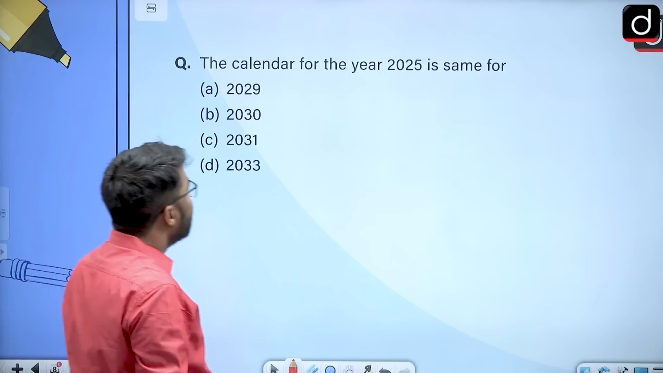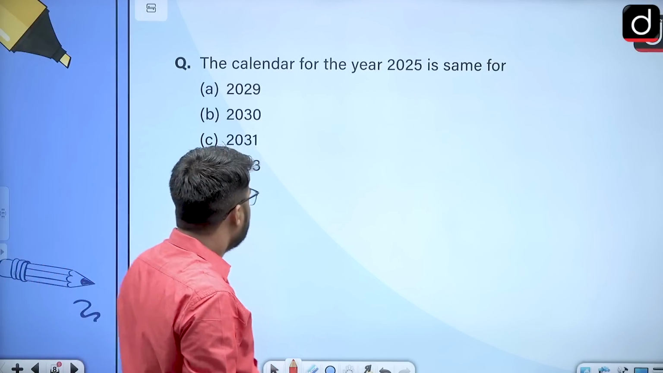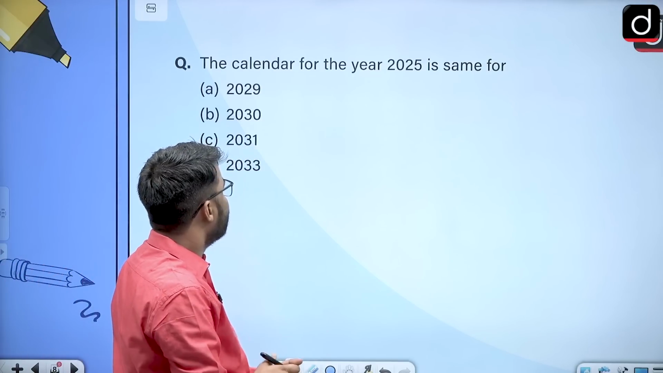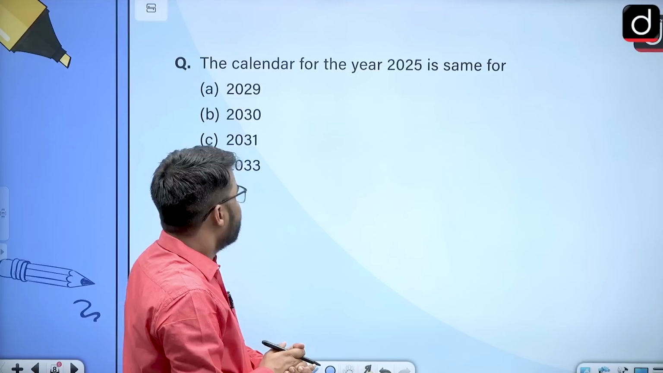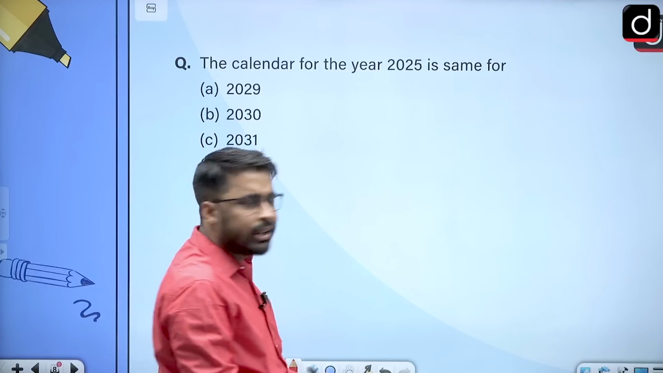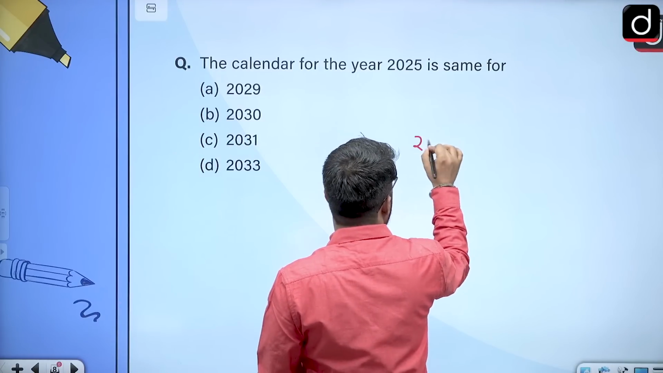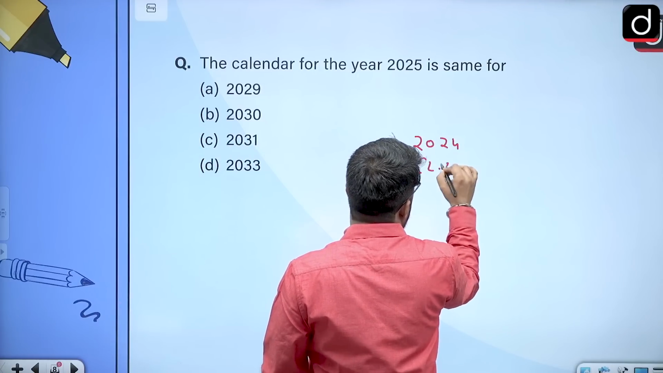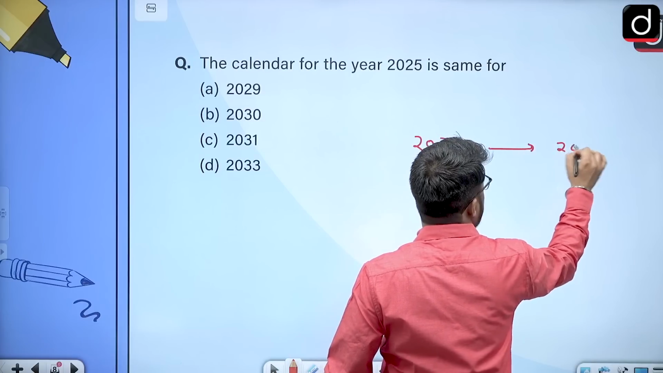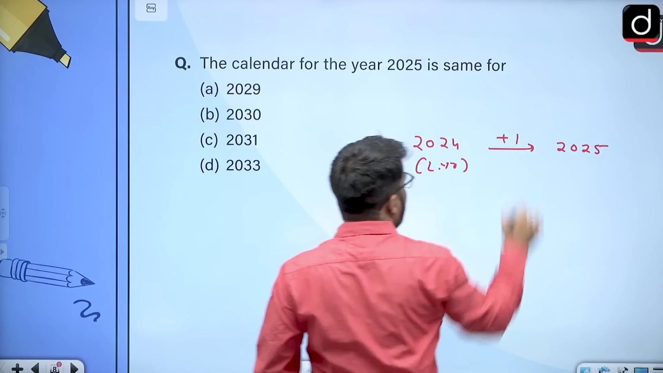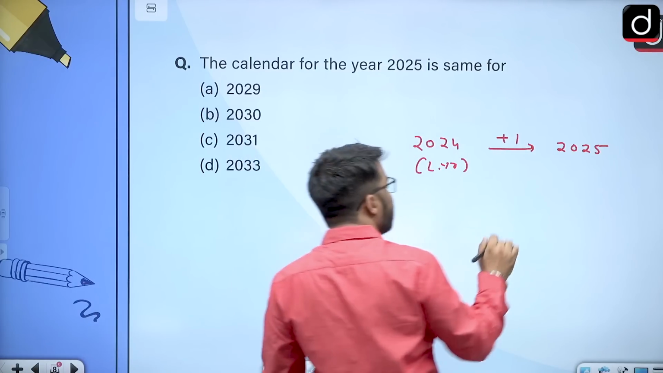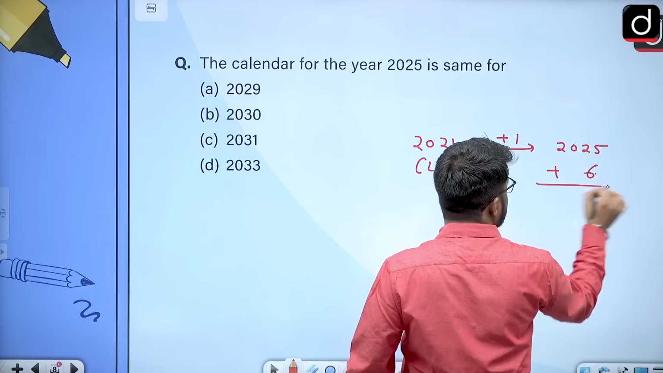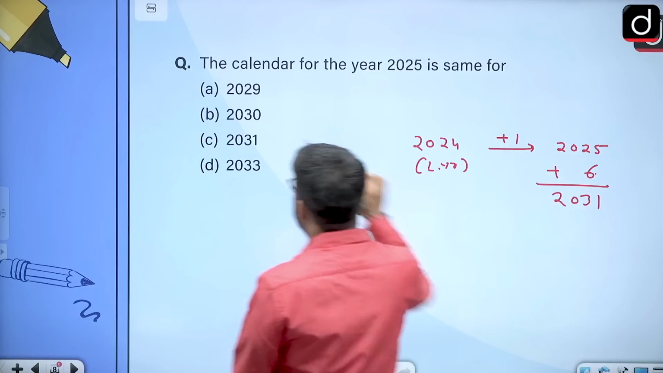The calendar for the year 2025 is the same for, right? So now we know that a leap year previous to year 2025 will be year 2024. Since we are finding the same calendar at a gap of 1 year from a leap year, we know that whenever we find the same calendar at a gap of 1 year from a leap year, we add 6 years to it. So my answer will be 2031.